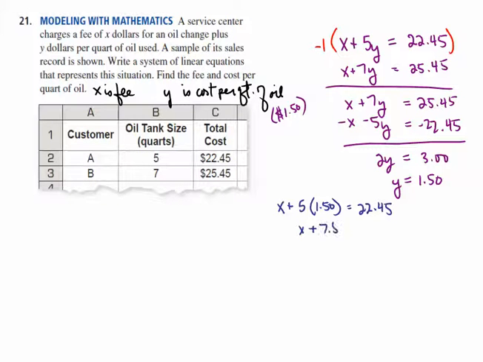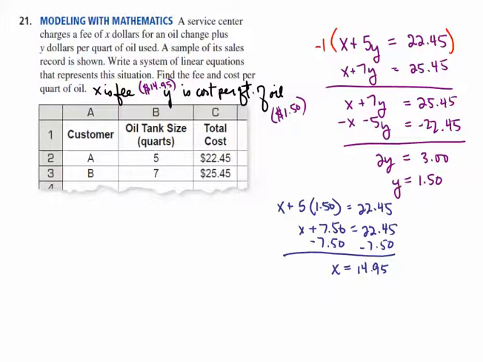So x plus $7.50 is $22.45. Subtracting $7.50 on both sides gives us x is equal to $14.95. So that would be the fee, $14.95. And the cost per quart of oil would be $1.50.